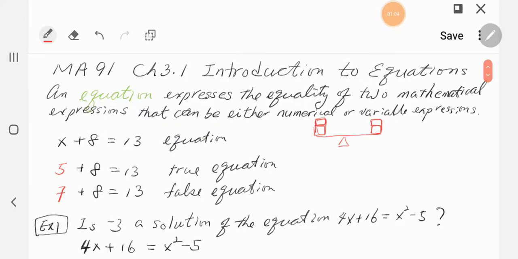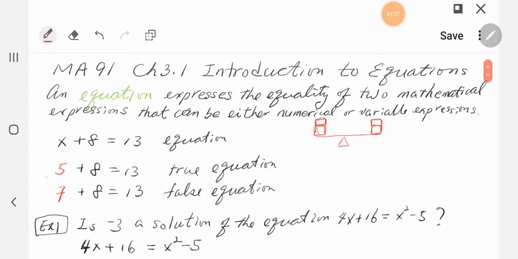So for this equation, x plus 8 is 13. The left side of the equation is the expression x plus 8, and 13 is the number. So the left side must be equal to 13. Depending on the value of x, the equation can be true or it can be a false equation.